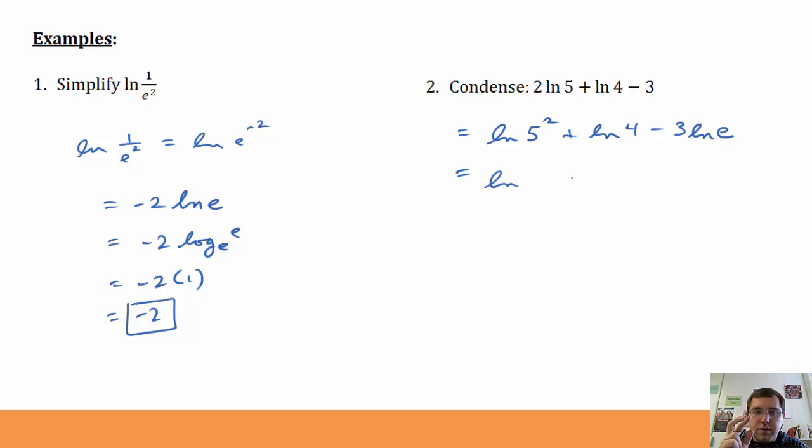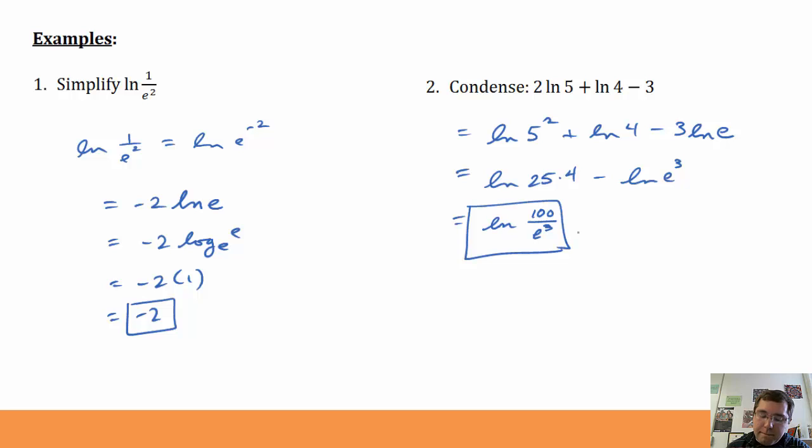Well, when two logs have the same base and they're added, we can combine them as one log where we're multiplying inside. So this is really the ln of 25 times 4 minus, I can bring that 3 inside here as the ln of e cubed. Okay, 25 times 4 is 100. And I've got two logs that are being subtracted with the same base. I can combine them as one log in which I am dividing on the inside. The ln of 100 over e cubed. So I've condensed it down to one simplified logarithm.